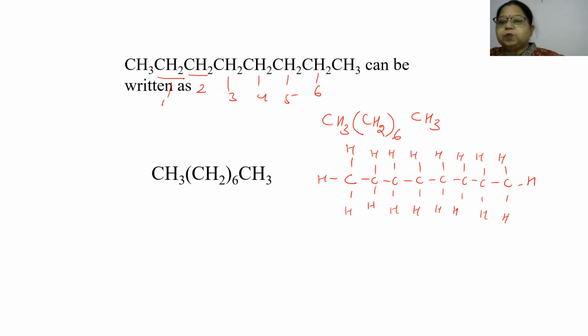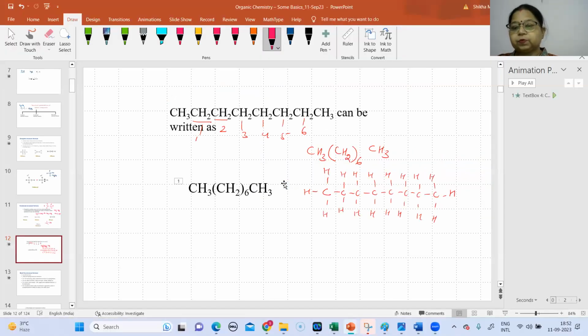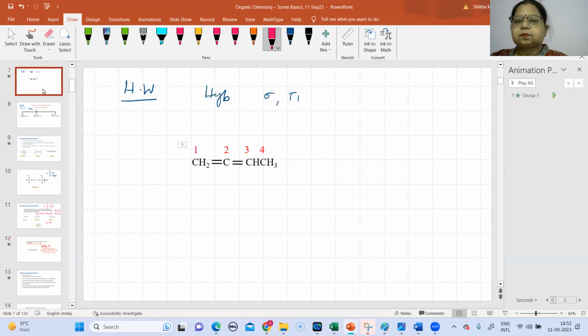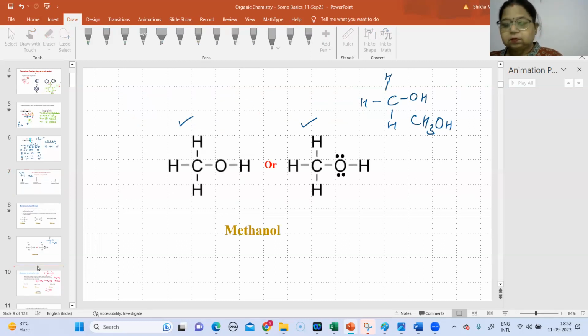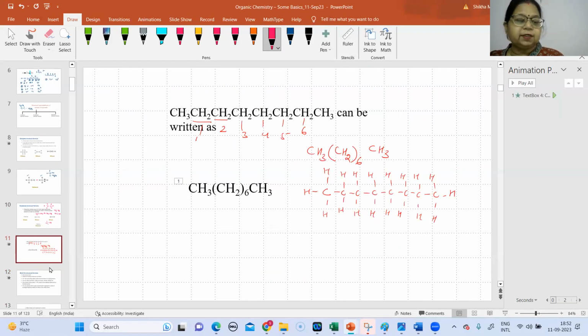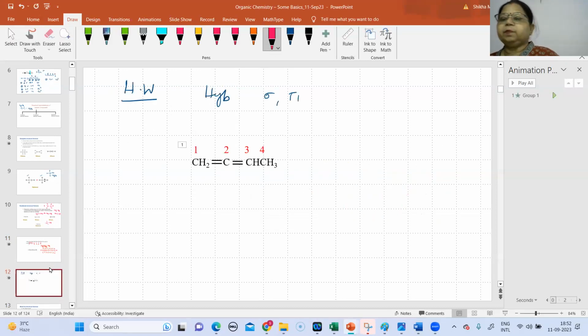I believe these two forms of structural formula, or the representation of organic compounds, are clear to all of you, right? So, any doubt, Shweta and Ritika? Any doubts? No, ma'am. Okay, so I believe you have noted down your homework. You will be telling me in the next class how many sigma and pi bonds there are and what the hybridization is, right?